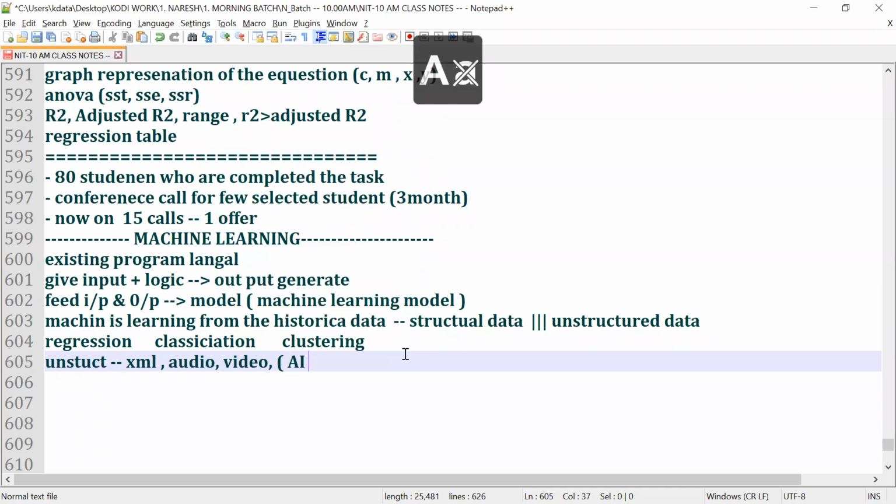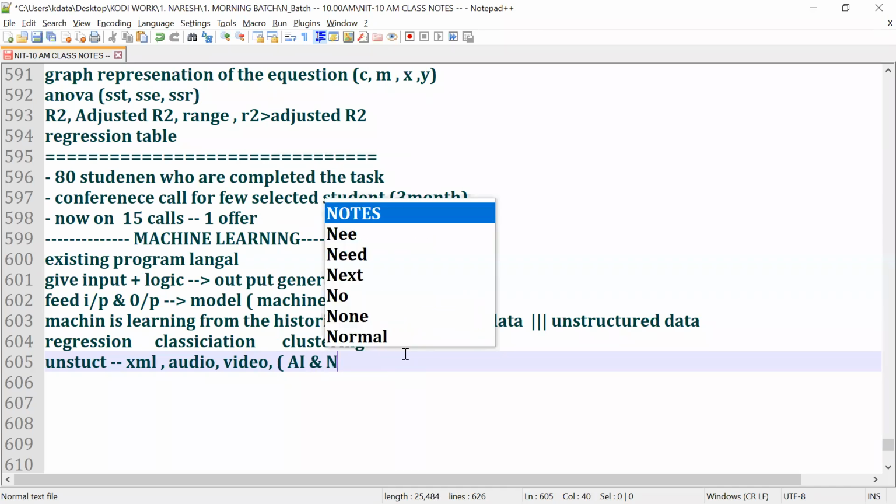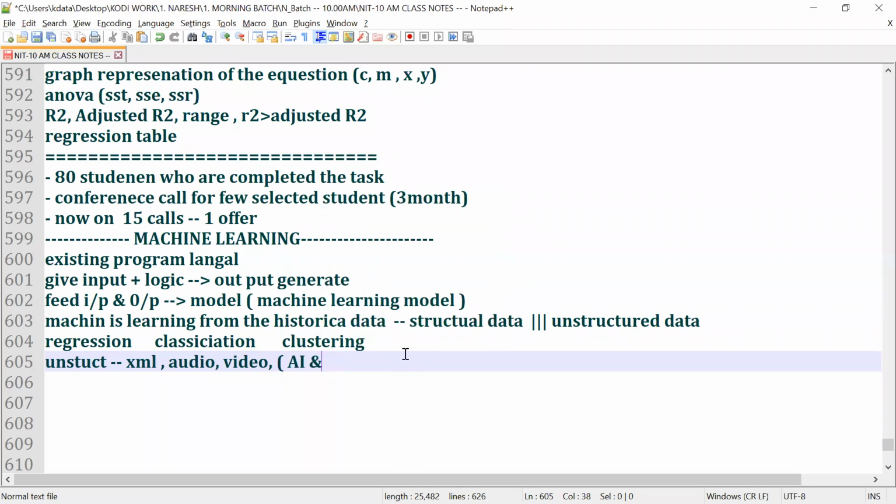This concept is called AI and NLP. I mean, when you deal with NLP, deep learning, and neural networks, we call it AI. Guys, do you understand? For structured data, we call it machine learning. For unstructured data, we call it AI. Clear, team? Everybody's clear? Yeah.